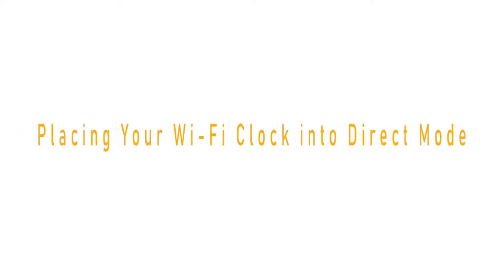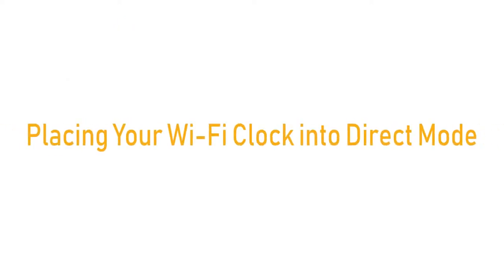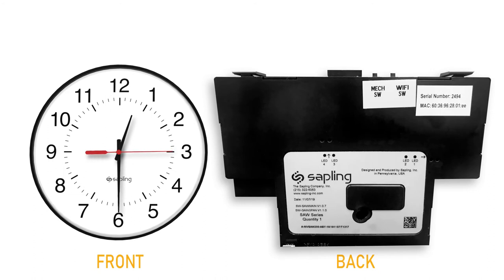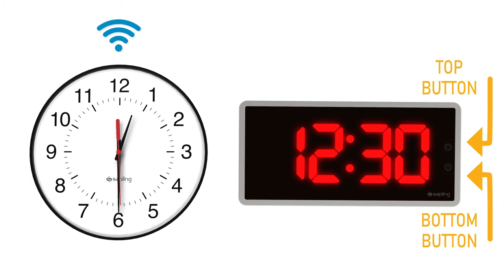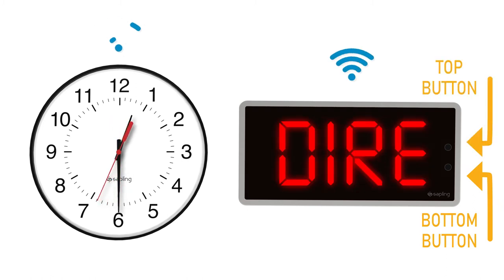If this is not your first time powering this clock, placing a clock into direct mode requires a few additional steps. For analog Wi-Fi clocks, press and release the right side Wi-Fi switch button on the movement twice. The orange LED on the back of the movement will light up and remain solid to indicate the clock is in direct mode. For digital Wi-Fi clocks, press and release the top button on the front panel twice. The clock will show an indication that it has entered direct mode.